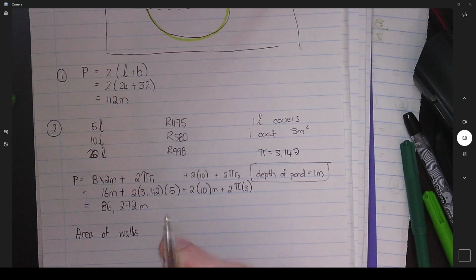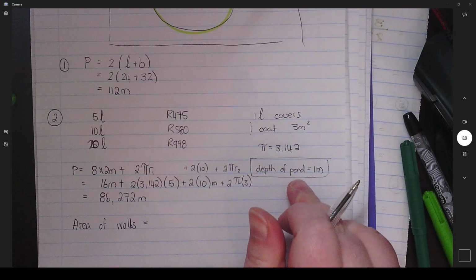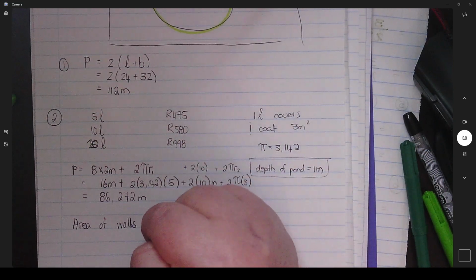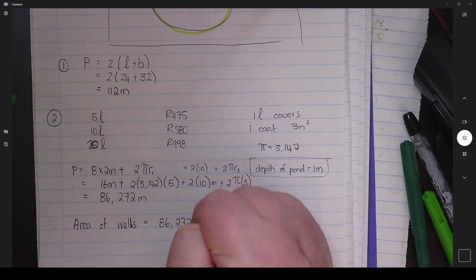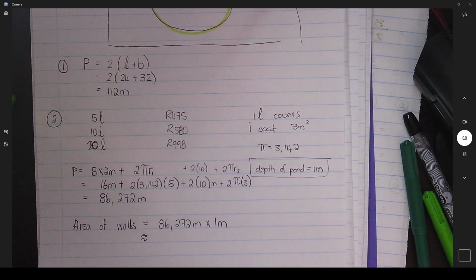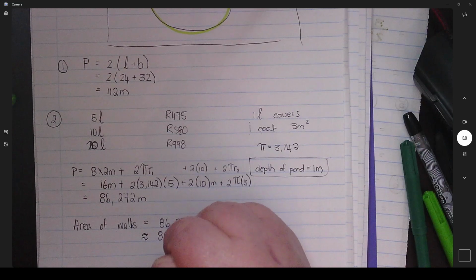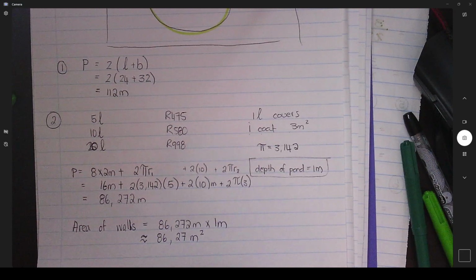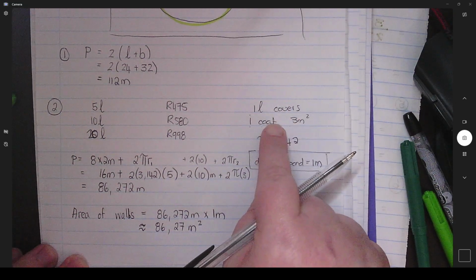And I am going to work out the area of the walls by taking that perimeter and multiplying it by the depth of the pond, which I said I'm assuming is 1 meter, but they are supposed to give that to you in the question. So 86,272 meters multiplied by 1 meter of depth, and I'm going to round it off to 2 decimal places. It's 86,27 meters squared. But we're not done, because they asked us to work out how many liters we need.